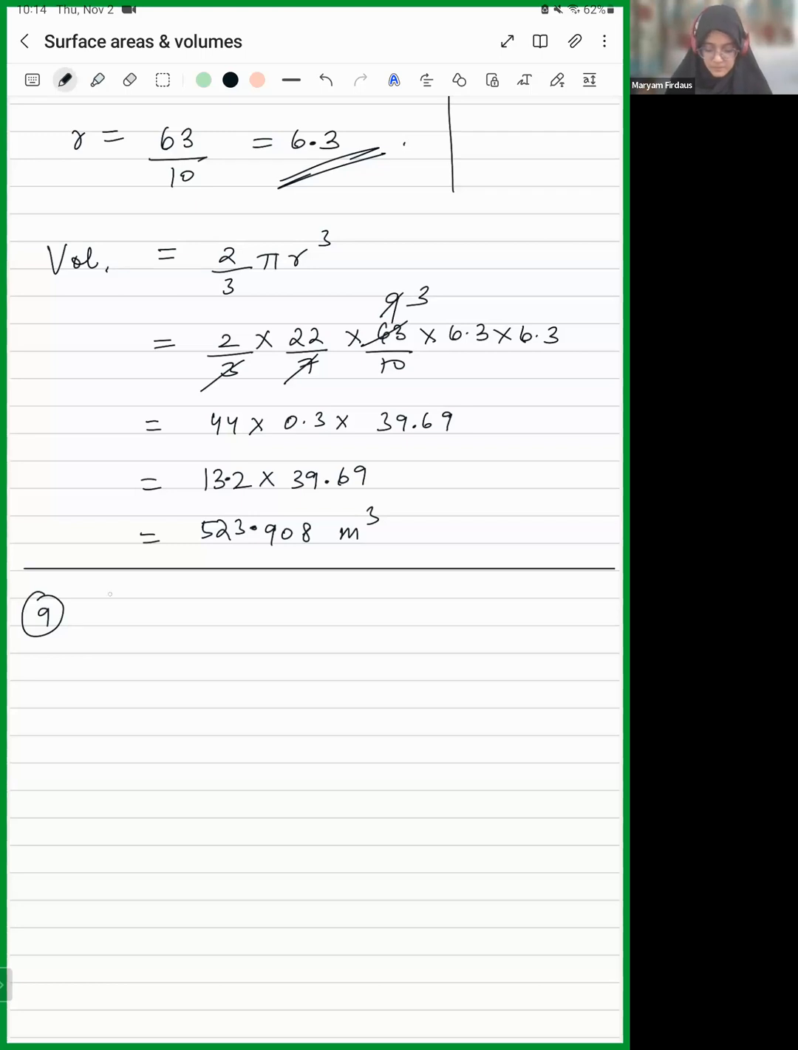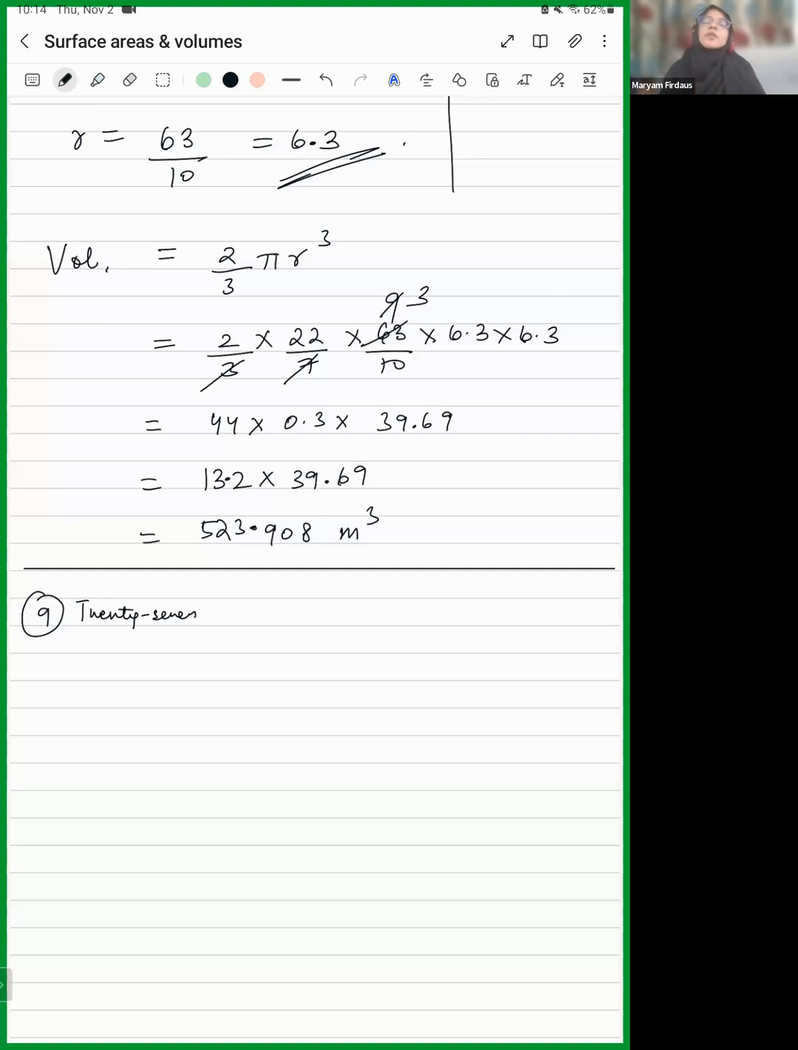27 solid iron spheres, each of them with radius r and surface area S, are melted together to form a sphere with surface area S dash. Find S dash, or S prime. Okay. First, we need to find out the radius R dash of the new sphere, and second, we need to find the ratio of S and S dash.